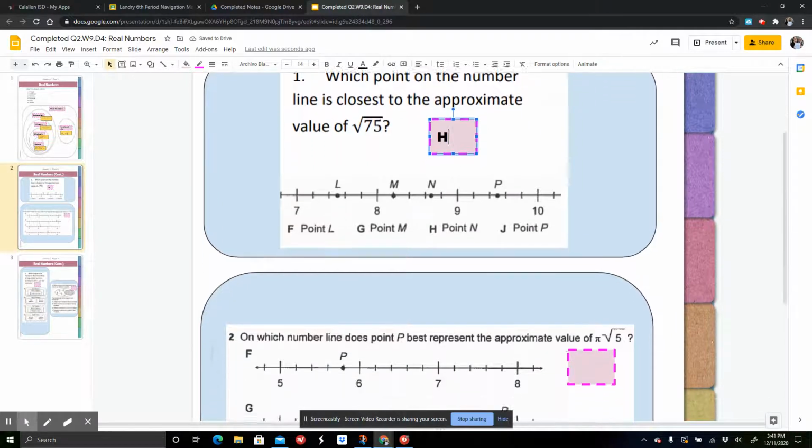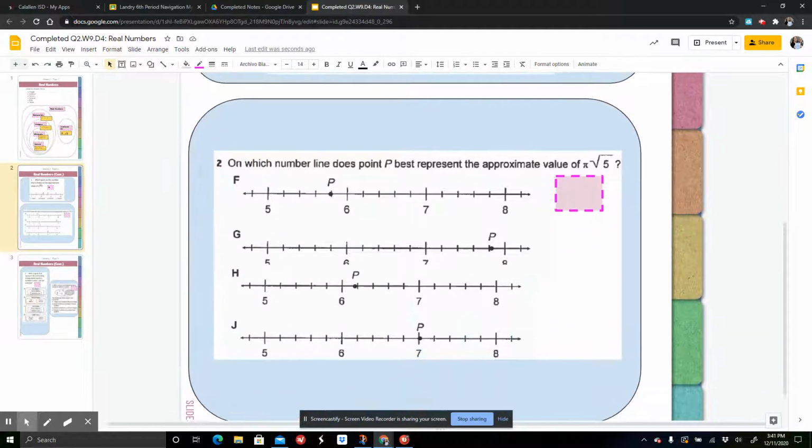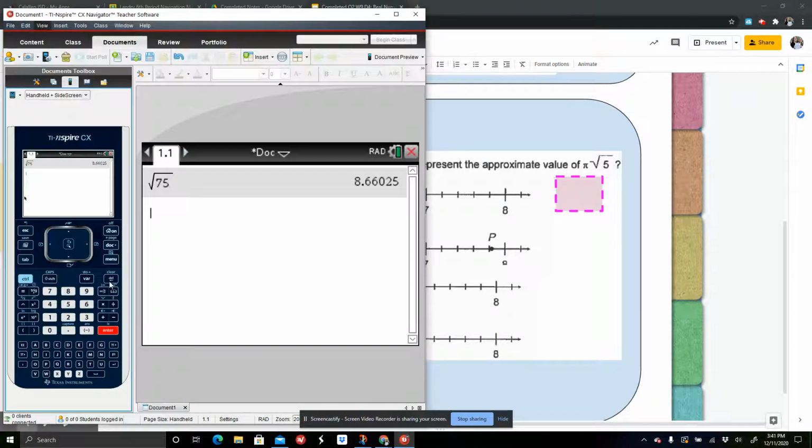Okay. Number 2 says, on which number line does point P best represent the approximate value of pi times the square root of 5? So this time we're going to go back to the calculator. And we need to type in pi times the square root of 5. So we're going to start with the pi button, which is this little symbol right down here. The bottom left corner, there's a little pi button. And when you do that, it pops up a menu and you choose pi.